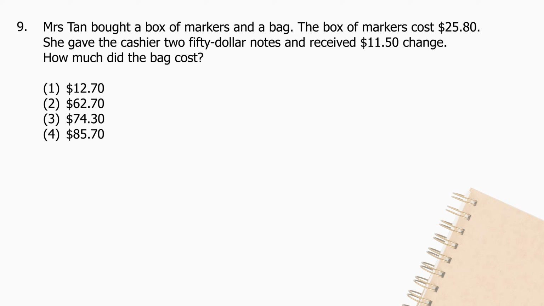Question 9. Mrs. Tan bought a box of markers and a bag. The box of markers cost $25.80. She gave the cashier 2 $50 notes, and received $11.50 change. How much did the bag cost?